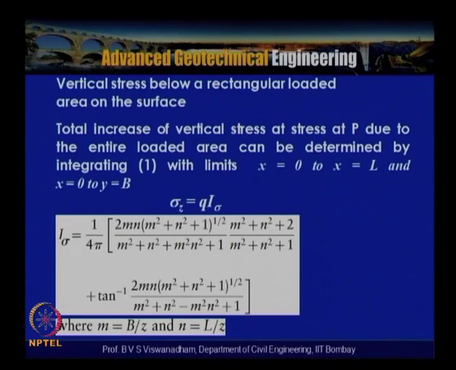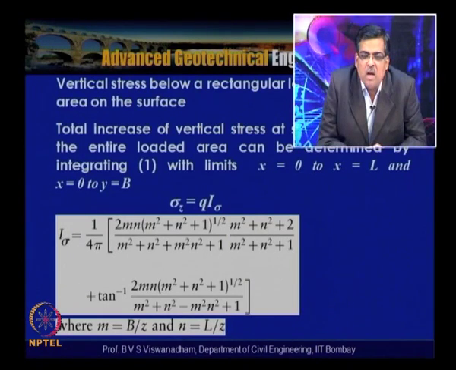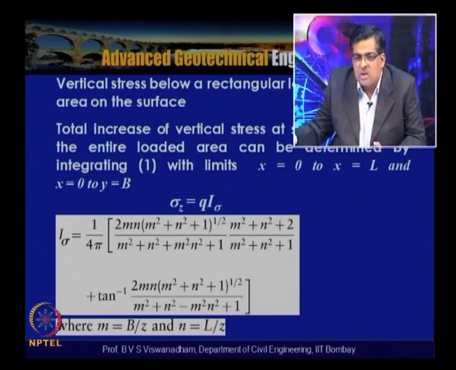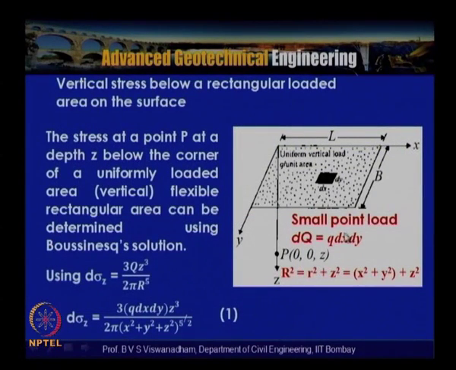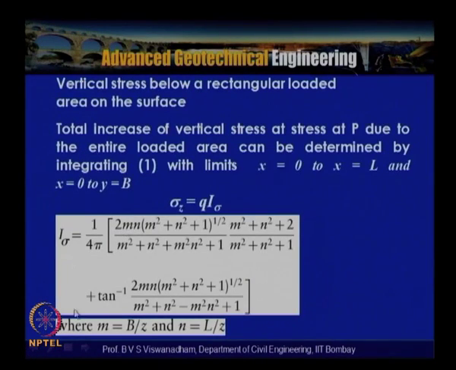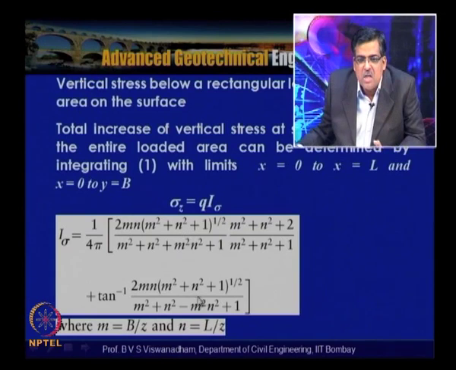So here m is nothing but b by z, and n is nothing but L by z. Let us look once again: m is nothing but b by z, n is nothing but L by z. L is along the length axis and b is along the breadth axis.